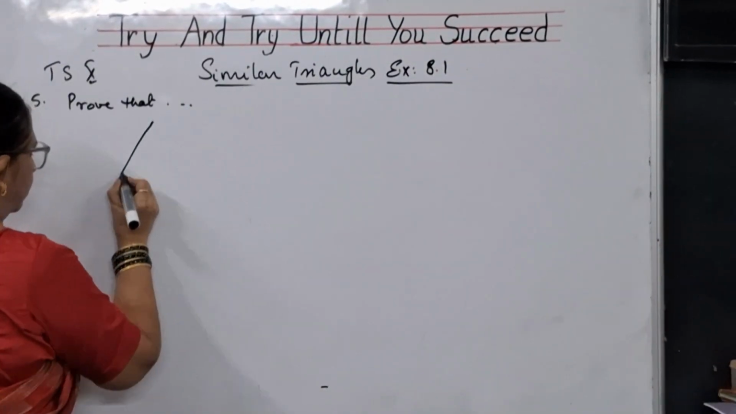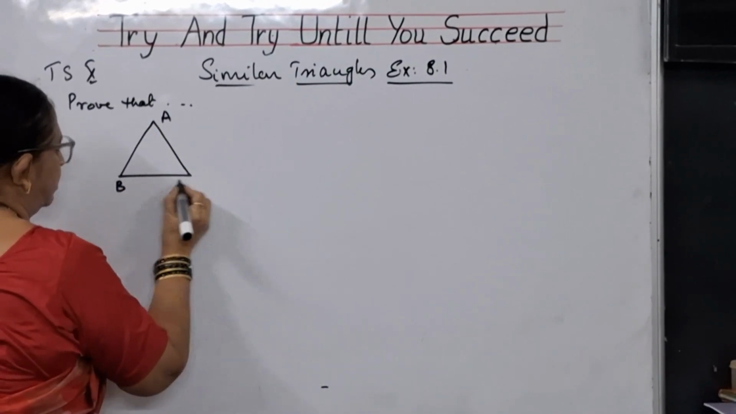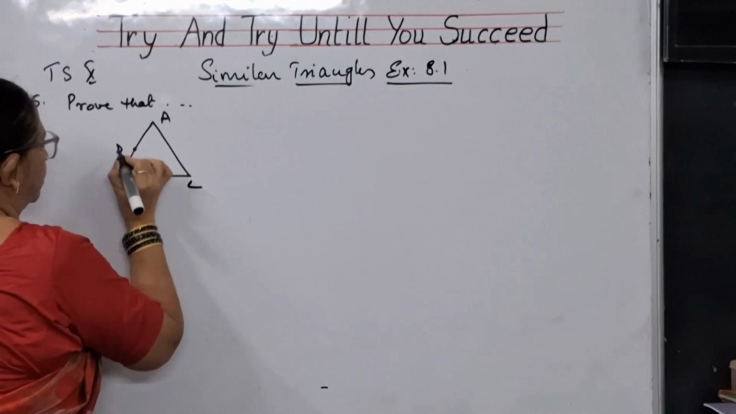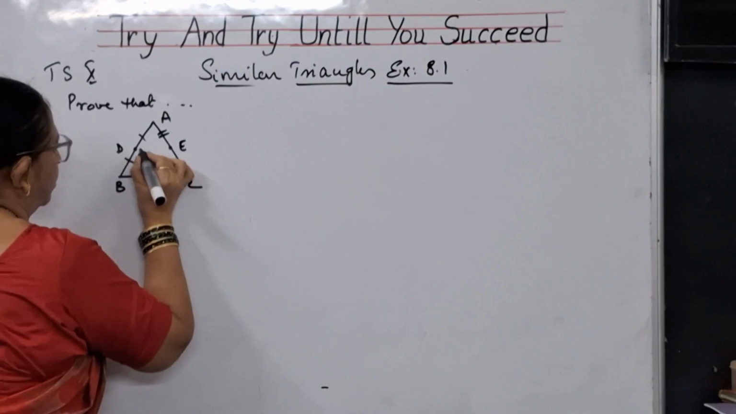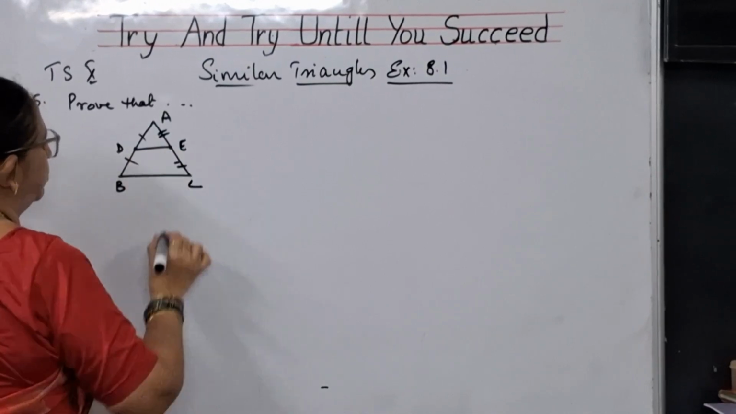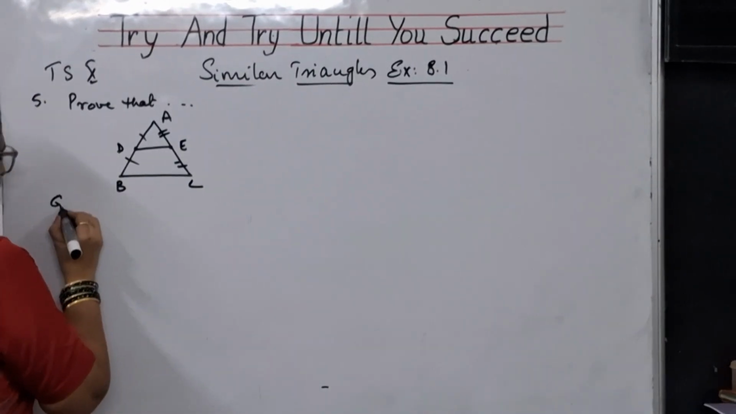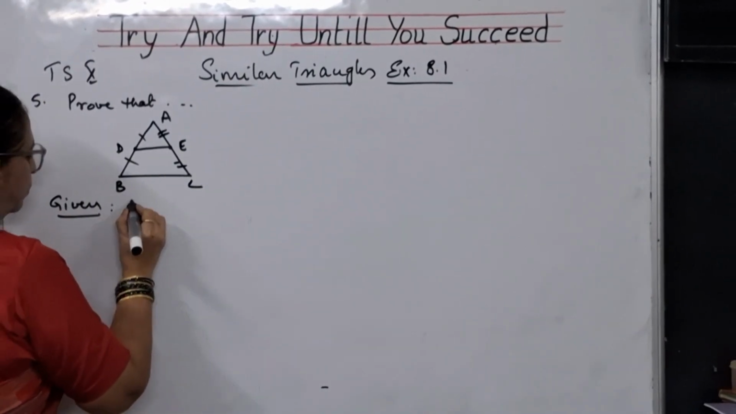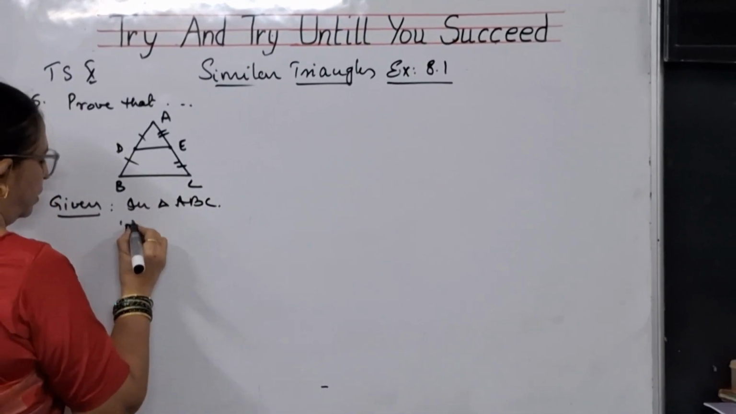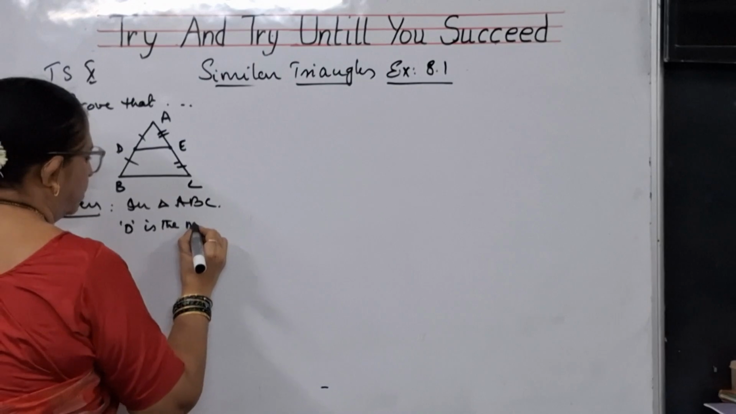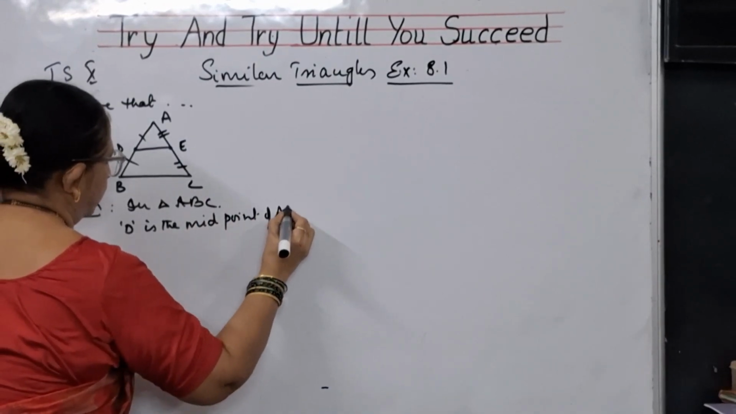So you have got a triangle ABC. D is the midpoint, these two are equal. E is the midpoint, these two are equal. And the line joining the midpoints of any two sides of the triangle is parallel to BC. So, what is given to us? In triangle ABC, D is the midpoint of AB.